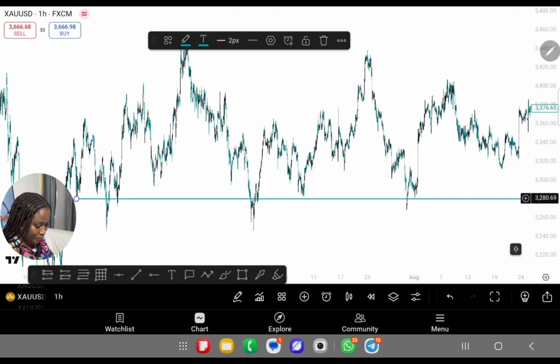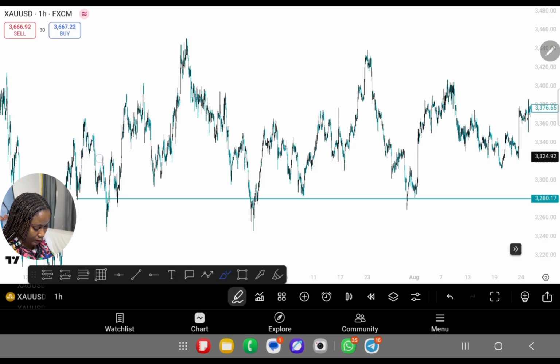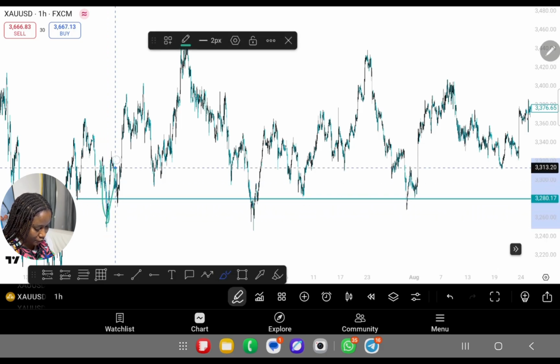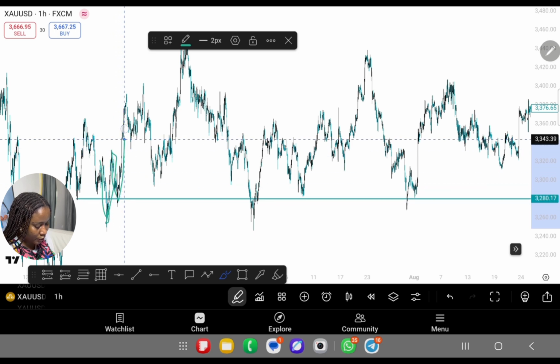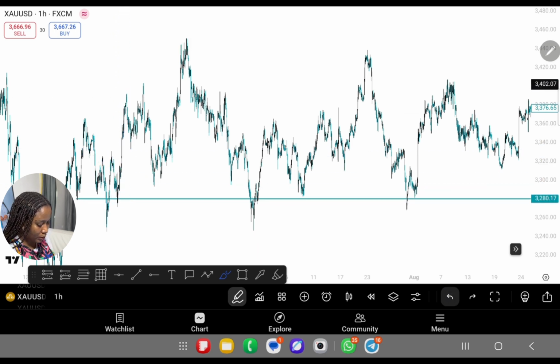You can see whenever price comes here, this was a fake out, as I explained. This right here was a fake out, and then price moved, closed above it, and then retested that area and moved. And now remember I told you something.